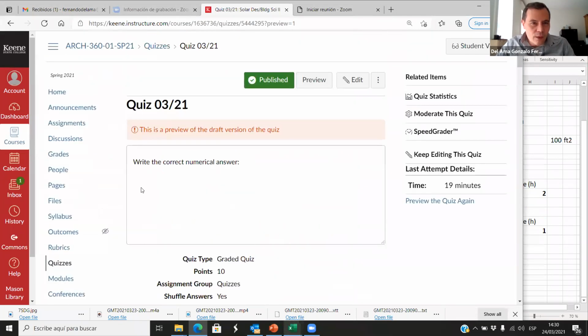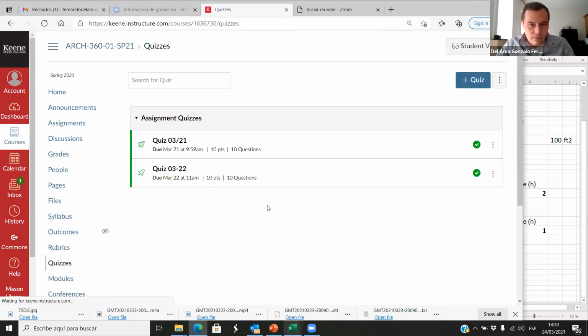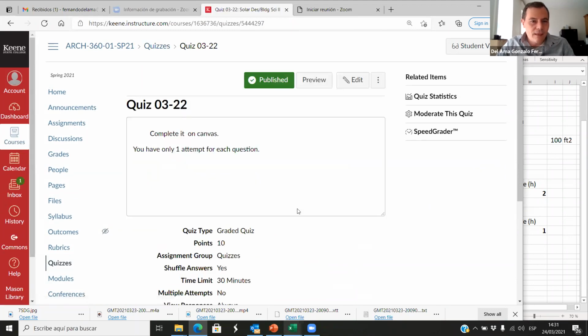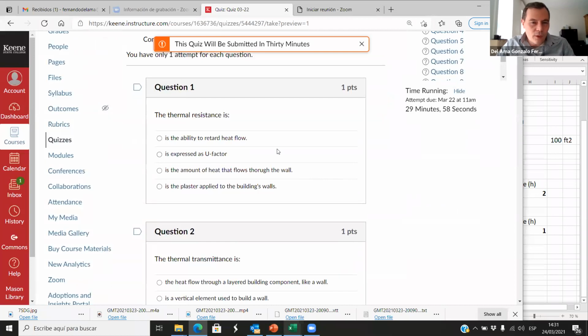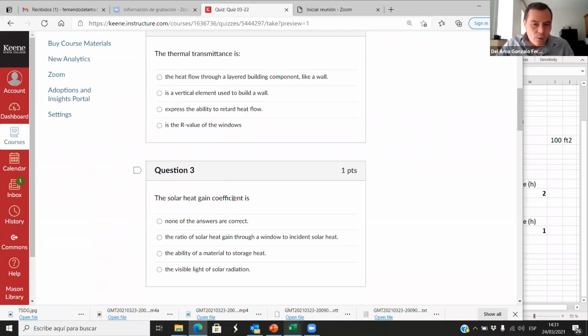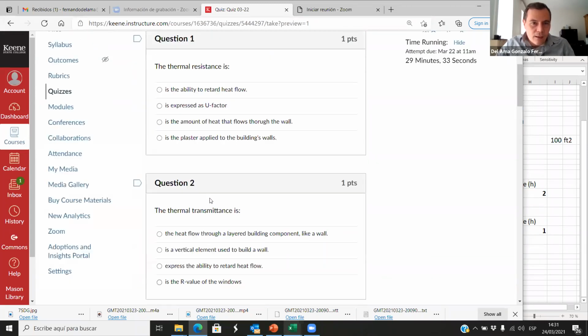And then the second quiz was about basic concepts we can preview. So here there are no formulas. It's about understanding the concepts, and we are using these concepts in all these building science and building systems courses. We are using the same concepts: the thermal resistance, the U factor, the U value, or the thermal transmittance, or the solar heat gain coefficient. Okay, so we have to become familiar with this because again, that matters.